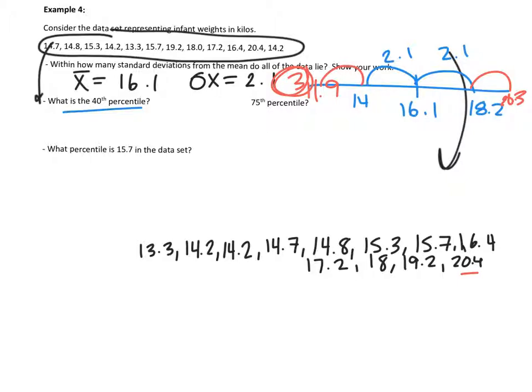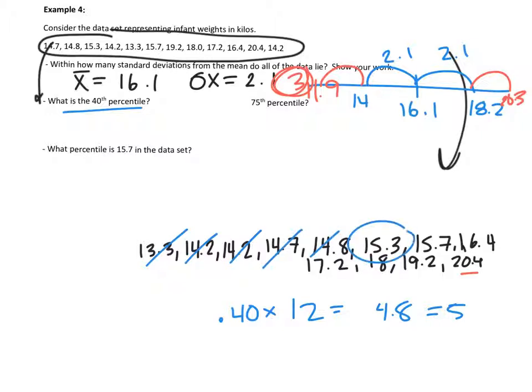For percentiles, what you do is take the percent times the number of pieces in your data set. So 1, 2, 3, 4, 5, 6, 7, 8, 9, 10, 11, 12. So 40% times 12 is 4.8. So I'm going to round 4.8 up to 5. I'm going to cross off 1, 2, 3, 4, 5. So the next number, the sixth number, is 15.3. That represents your 40th percentile.